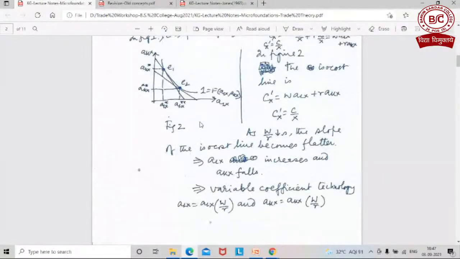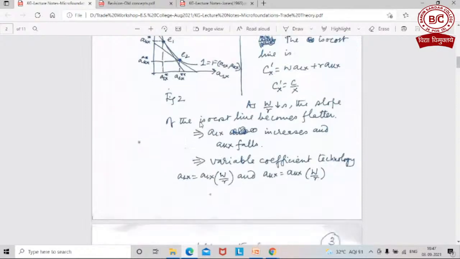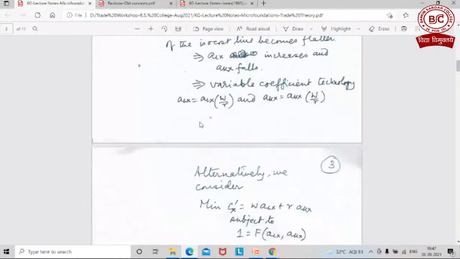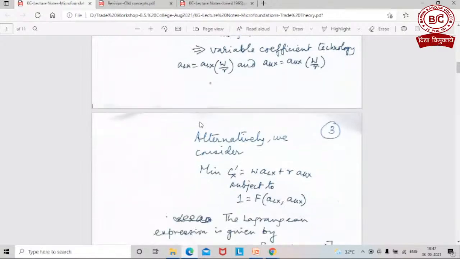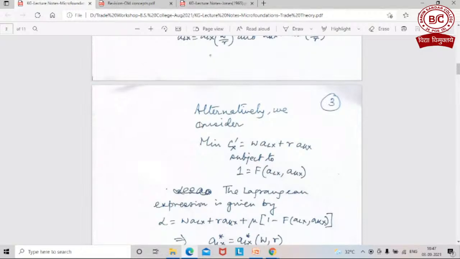Let me ask you one question. ALX is a function of W divided by R, and AKX is a function of W divided by R. You agree with this? Now, there is an alternative interpretation. You know this is the cost equation to produce one unit of output. So if you minimize the cost equation subject to the production function, of course, this unit production function, then we have a Lagrangian expression like this. Is it okay? Yes, sir.